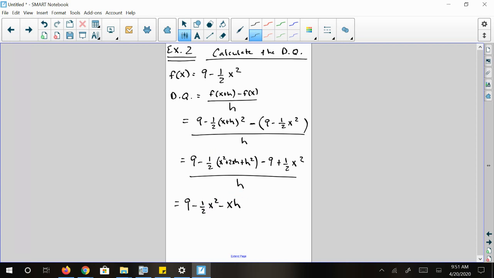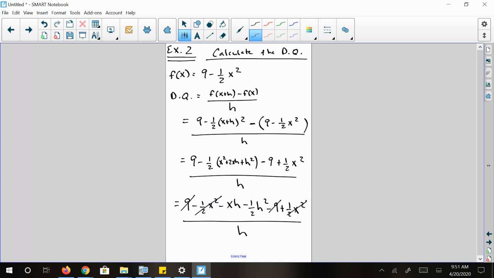minus 1/2 h squared minus 9 plus 1/2 x squared, all divided by h. See if anything cancels out. In this case, the 9's cancel. And also the negative 1/2 x squared and the positive 1/2 x squared cancel.